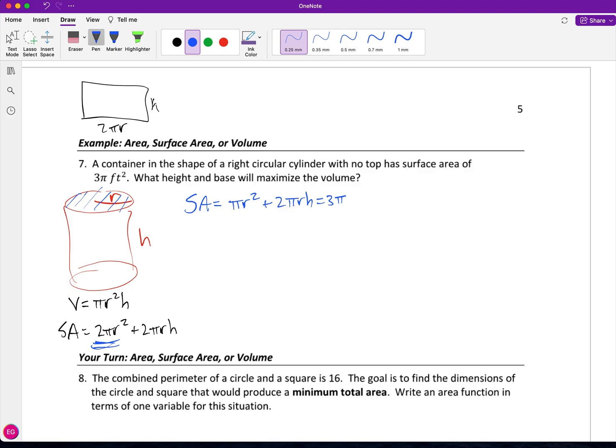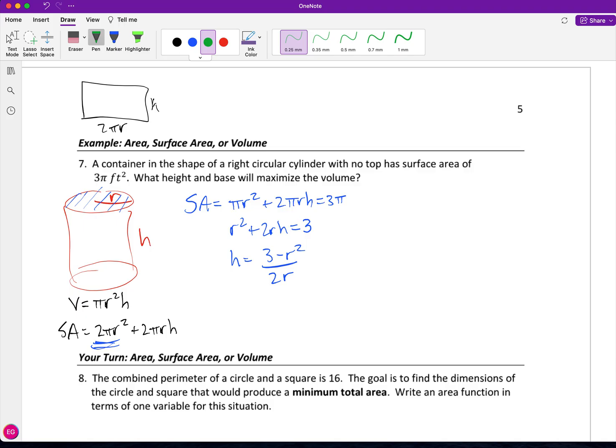And I'm just going to clean this up right now. So first thing is, I notice everything has a pi. I'm going to divide by pi. So I'm going to get r squared plus 2rh equals 3. And now I have a choice. I can either try to solve for r or I could solve for h. Solving for r is annoying because we have an r squared and an r, so to get r equals at some point is not super fun. So I'm actually going to solve this for h. First I'm going to subtract the r squared, and then I will divide by the 2r to get h by itself.